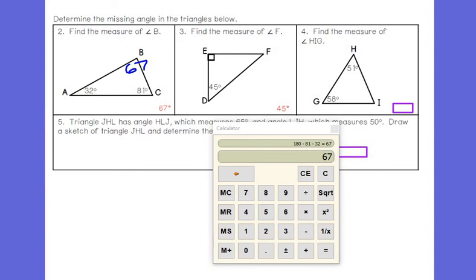Yep. Okay, number 4, Tristan, what did you get? I got 101. Did anyone else get 101? Nope, I got 71. Ryler, you got 71. Did anyone else get 71? You sure? Yep, sure. 180 minus 51 minus 58 gives me 71 degrees. I don't understand that. I subtracted 51. Well, you might have had a typo when you subtracted.